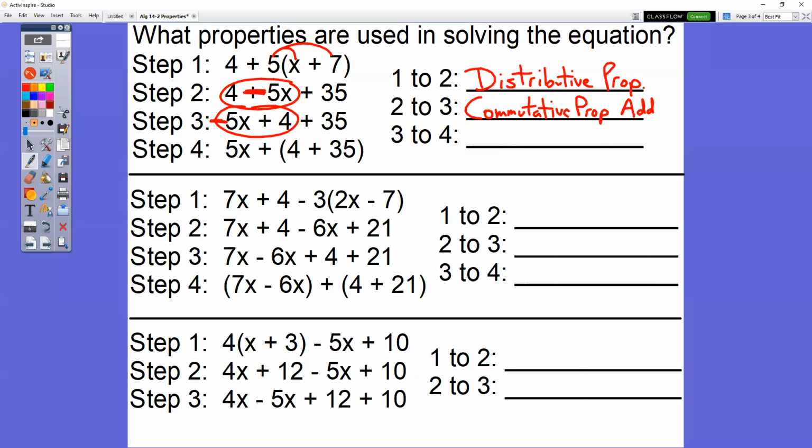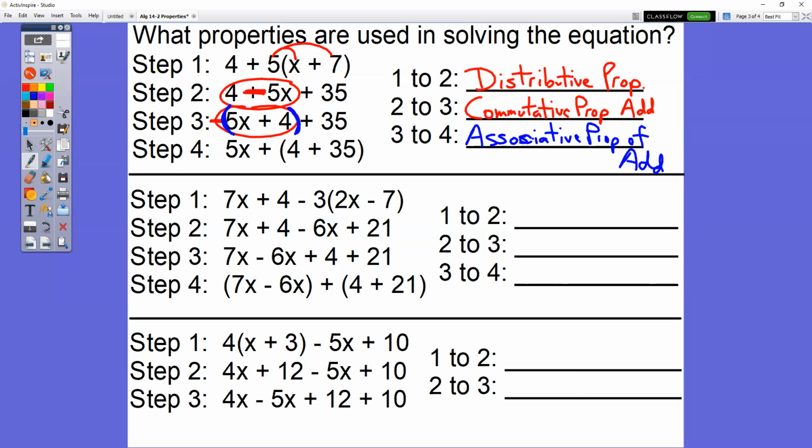And then how are we getting from step 3 to step 4? Right? What are we doing here? Well, this one's a little bit harder to see. Technically, going from left to right, we would do this calculation first. And now they're putting parentheses around the 4 plus 3x. So we're switching the group. Therefore, from step 3 to step 4, this is the associative property of addition.